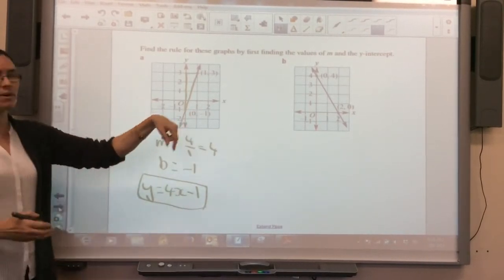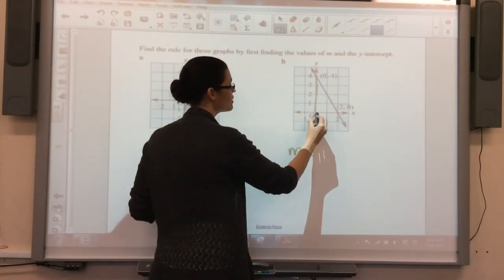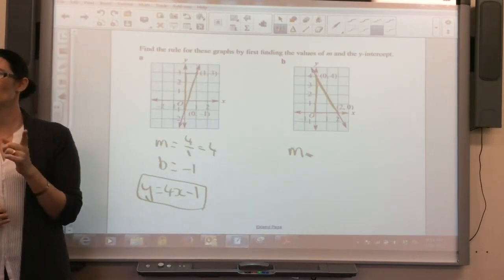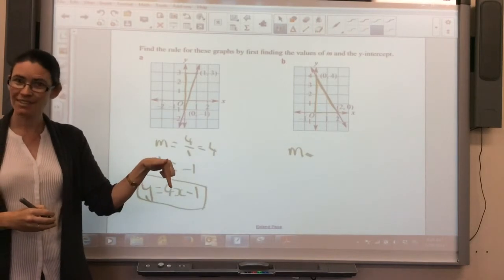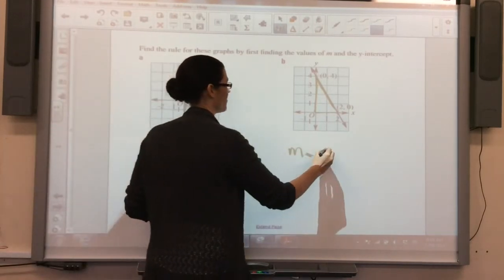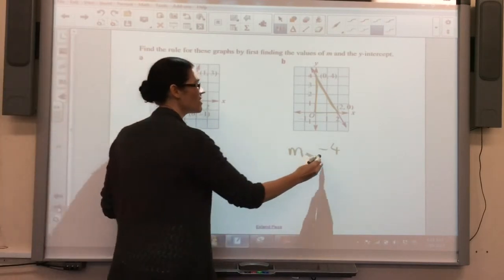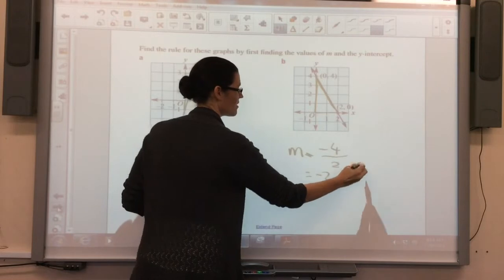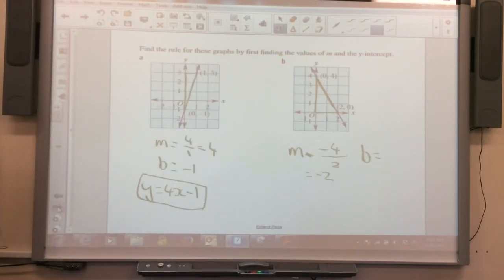Alright, what about this one? What's my gradient over here? It's going down. Negative 4. What's my run? 2. So what's my gradient? Negative 2. What's my y-intercept?